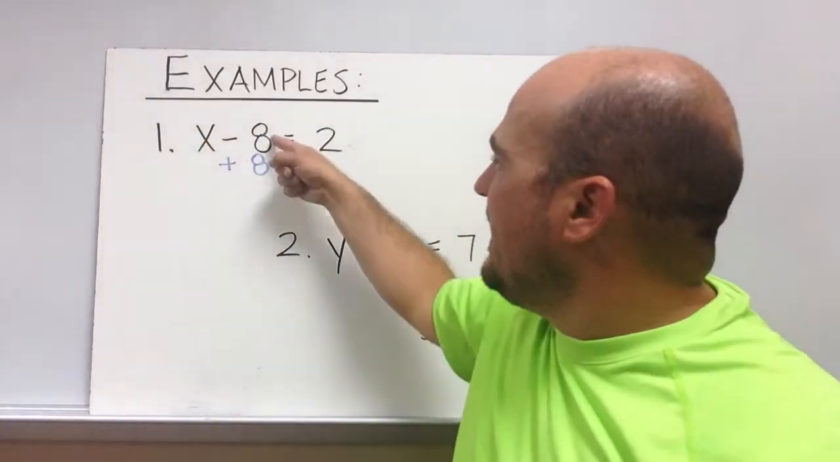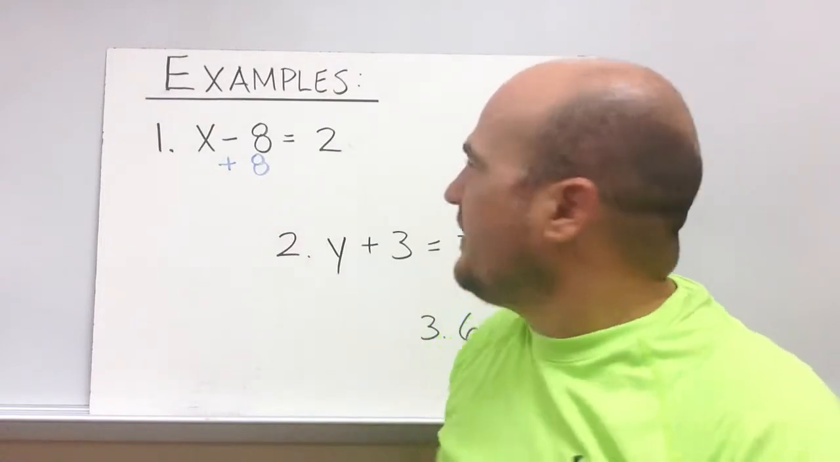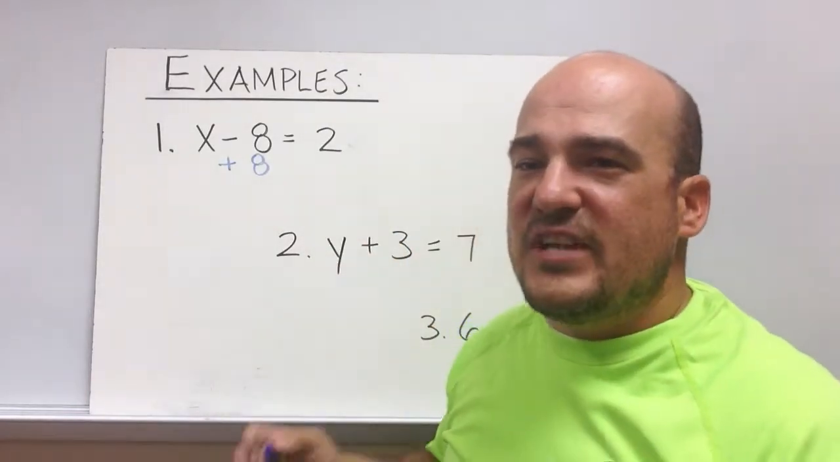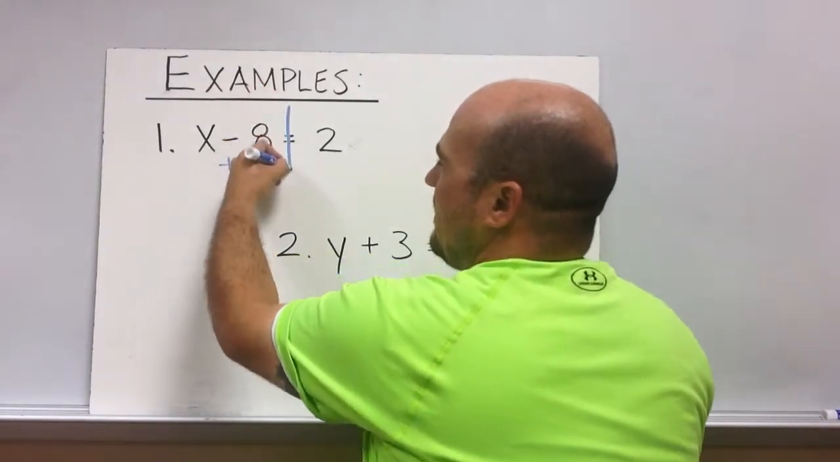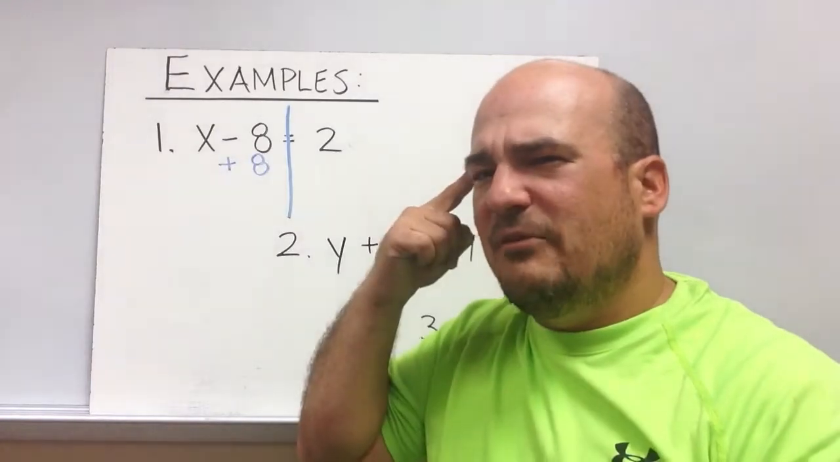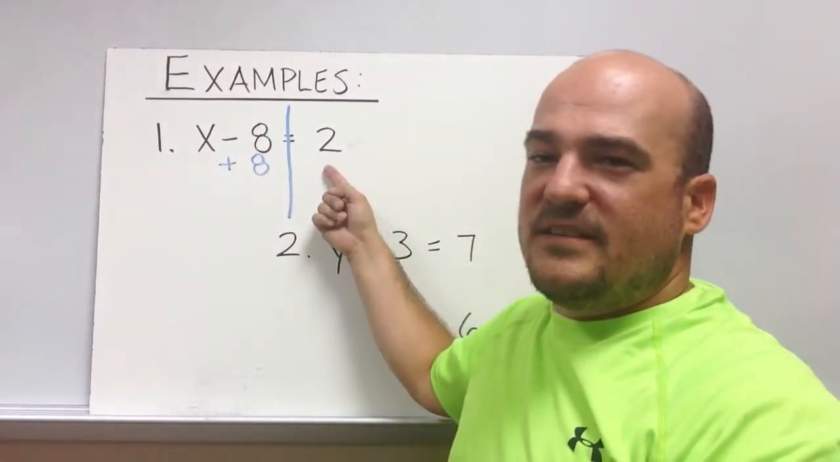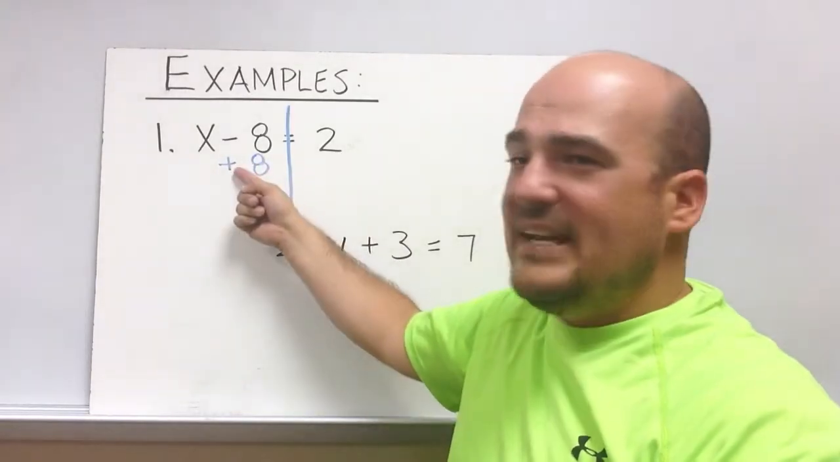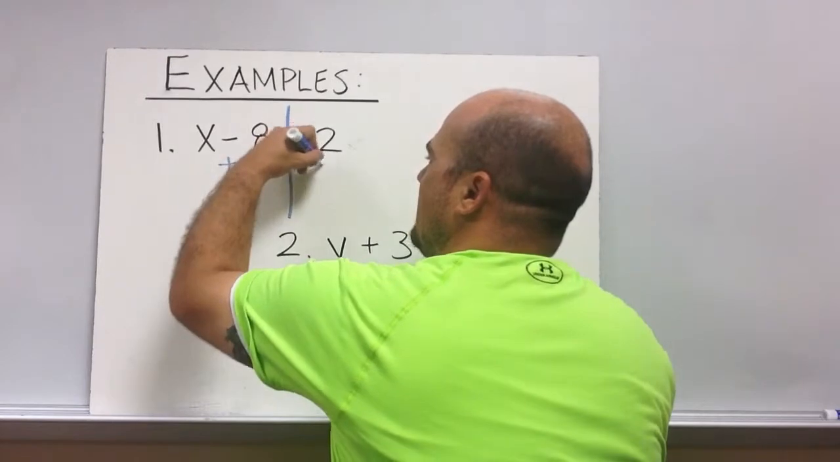Okay, because negative 8 plus 8 equals 0, they cancel each other out. Whenever I'm solving equations, it really helps me if I draw a line down the equal sign, because that helps me remember that whatever I did to this side, I also need to do to this side. So if I added 8 to this side of the equation, I also need to add 8 to this side.